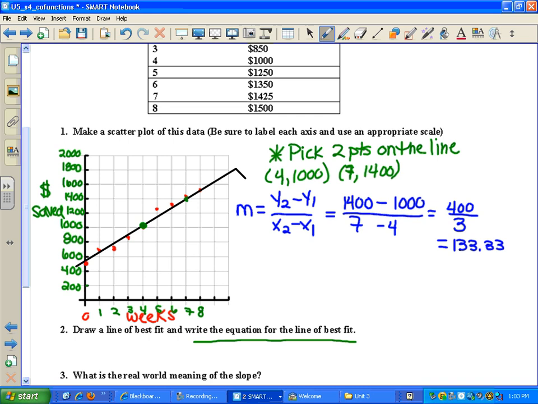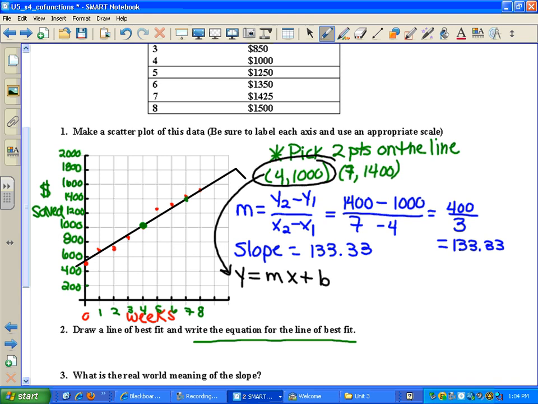So that is my slope. Okay, so my slope is 133.33. Well, now I need to go ahead and find my y-intercept. We are going to write our equation in the form y equals mx plus b. I'm going to pick one of the points that I used to find my slope, that very first point, and I'm going to use those values in my equation.